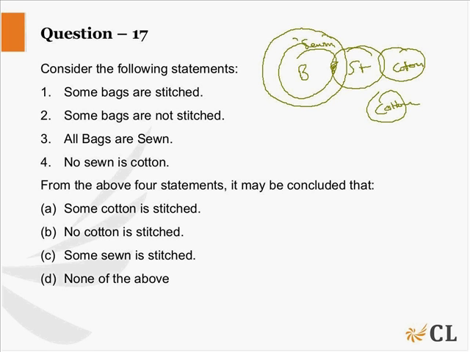If this condition holds then yes, but if stitch and cotton are here, then this cannot be your answer. No cotton is stitched. If this is the case, then of course D would be the answer, but if this is the case, then D cannot be the answer. Some sewn is stitched. Some bags are stitched and all bags are sewn, right? So the bags, anything which is a bag is sewn. So look at it this way, bag is sewn, and some of these bags are stitched as well. So what would happen? There would be a common intersecting set between bag sewn and stitched. So some sewn has to be stitched. So C becomes an answer. I hope it is clear.